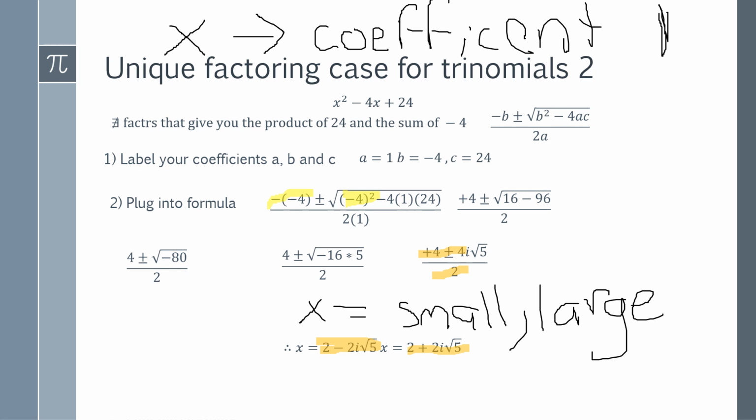And again, that's just the quadratic formula. If you need details, I will supply a video that gives you all the details of the quadratic formula, okay? So again, if you need help with that, I will have a video with the details of the quadratic formula.